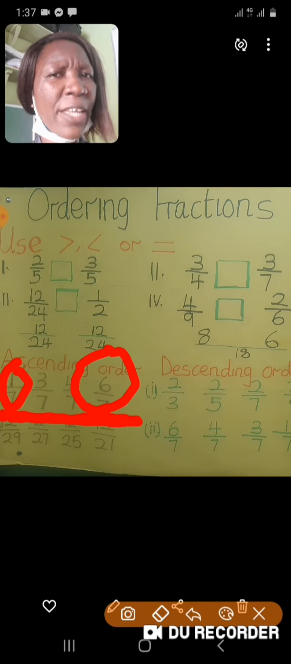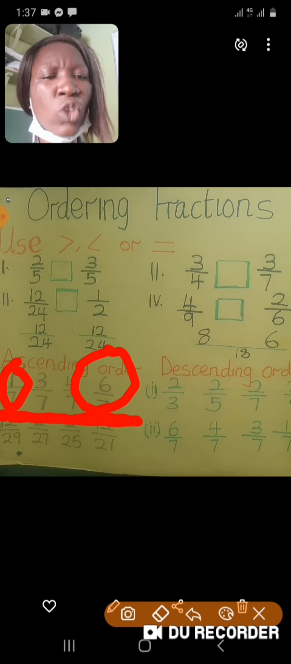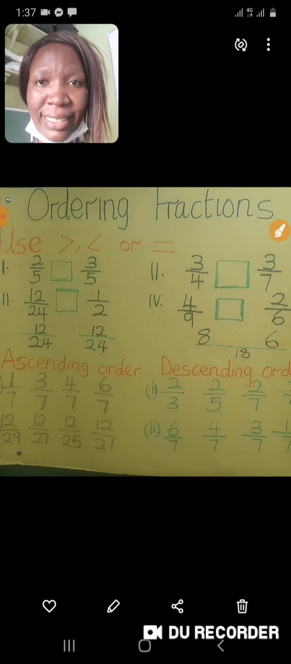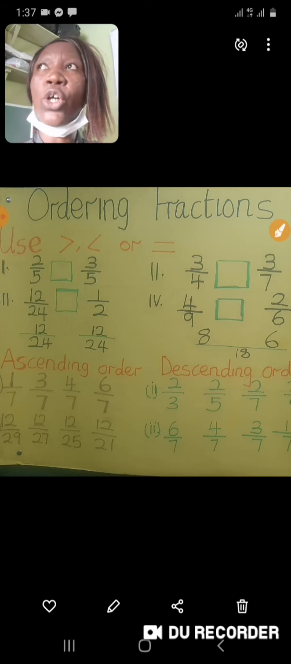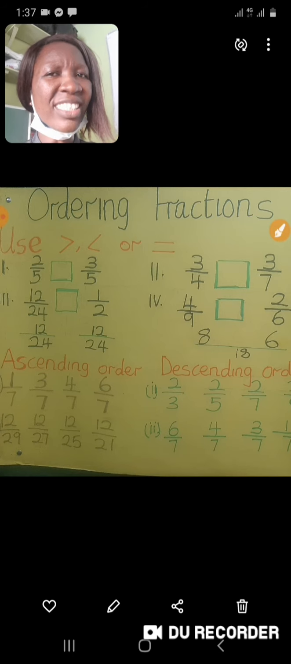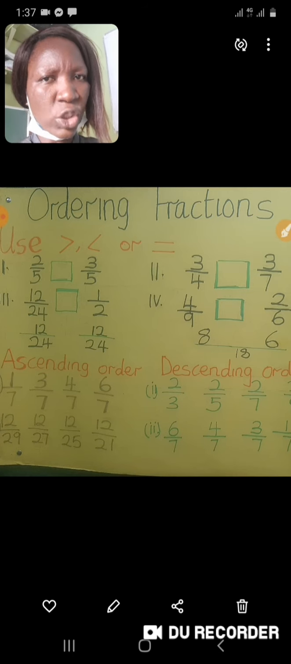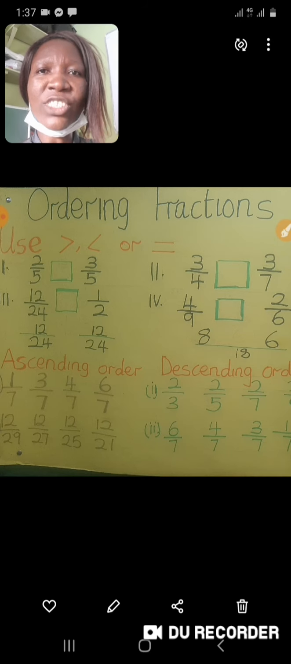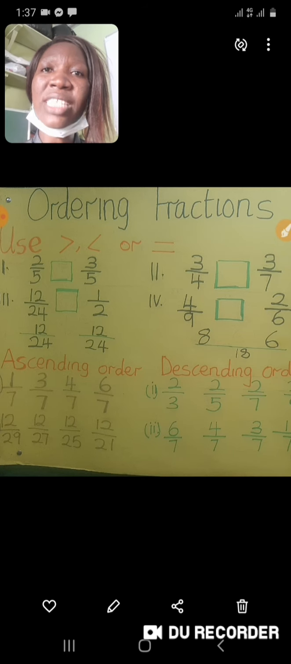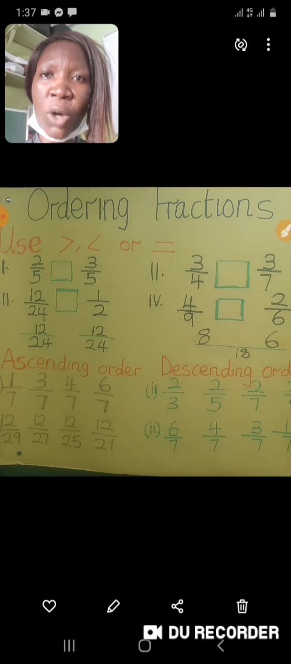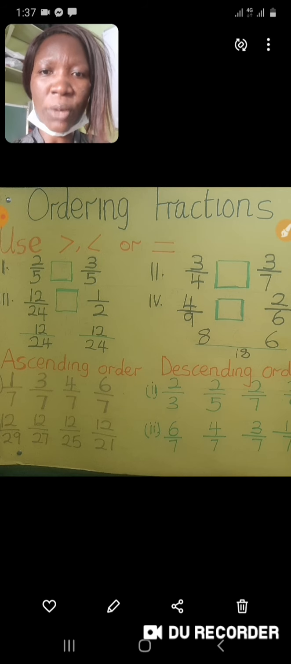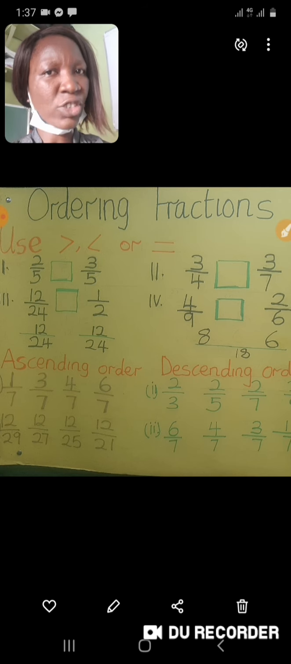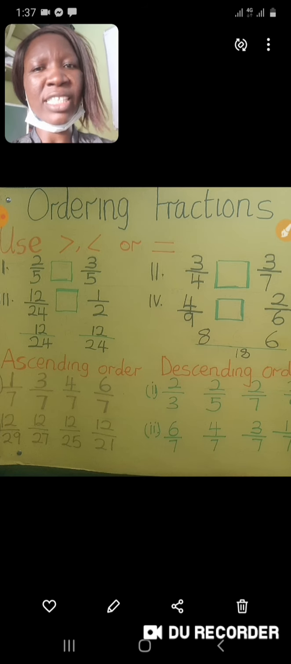What am I trying to say? Whenever the denominators are the same, you go with the numerators. In this case, 1 happens to be the smallest numerator, and that makes the fraction the smallest out of all the fractions I've written there.